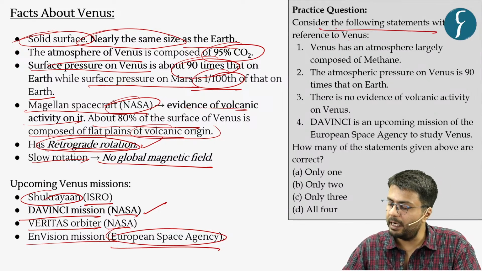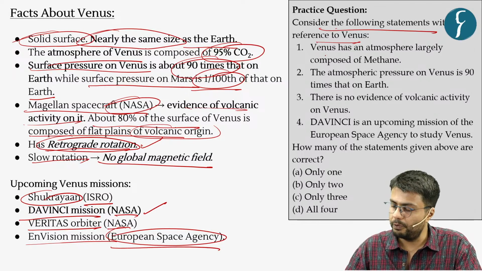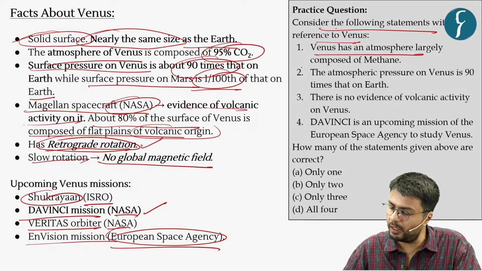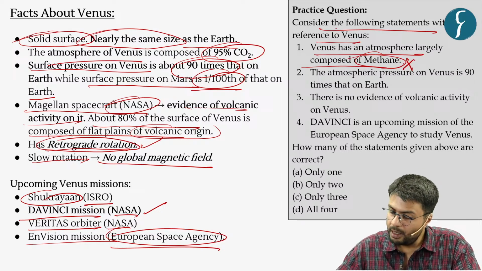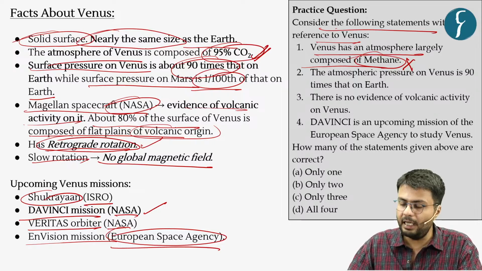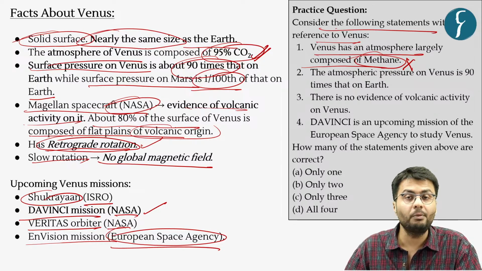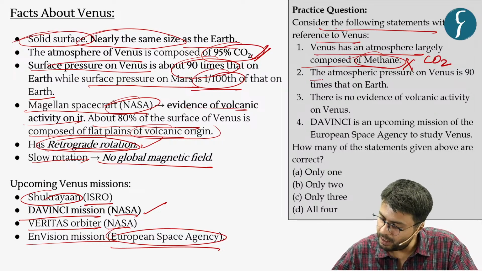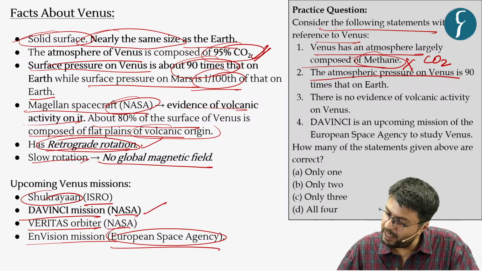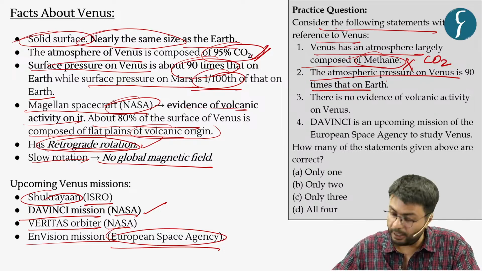Consider the following statements with reference to Venus. The first statement, Venus has an atmosphere largely composed of methane, which is incorrect because I have highlighted that about 90% of Venus's atmosphere consists of carbon dioxide. Second statement, the atmospheric pressure on Venus is 90 times that of Earth, which is correct.